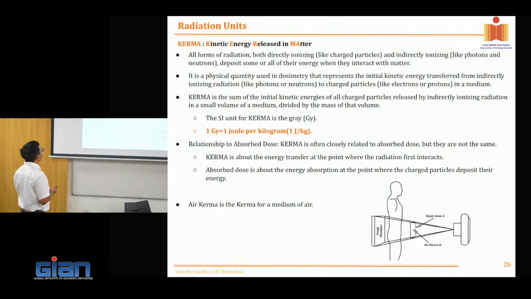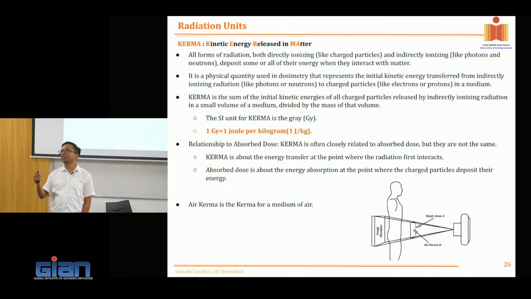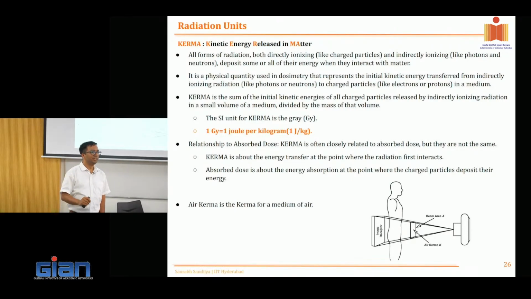The SI unit of kerma is the gray. Write it down. 1 gray is kinetic energy transferred per unit of mass. Kinetic energy is measured in joule, the SI unit. 1 gray is equal to 1 joule per kg. As simple as that. So kerma is measured in gray, and 1 gray is equal to 1 joule per kg.